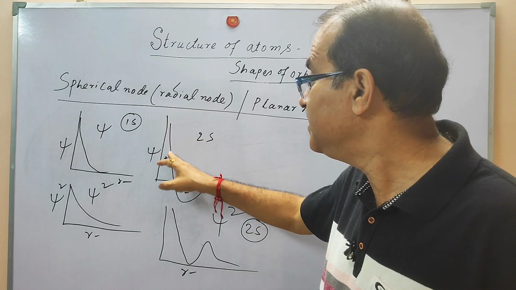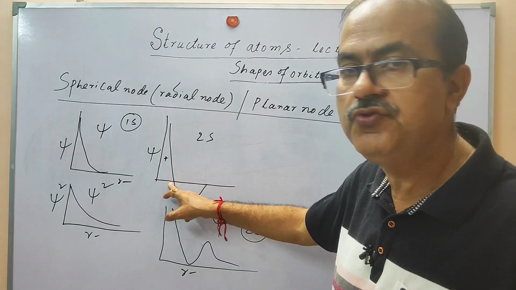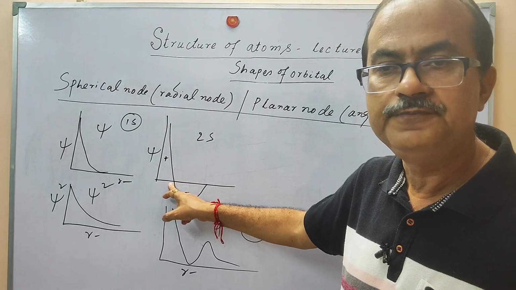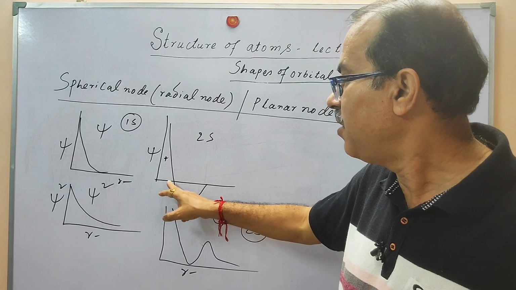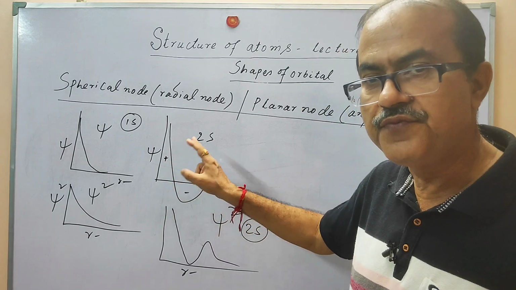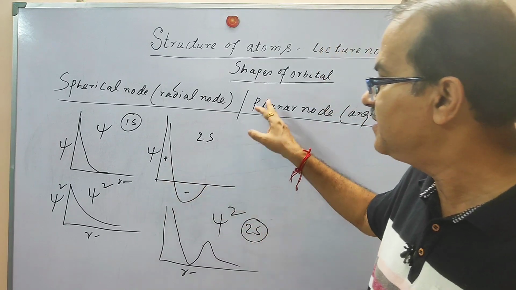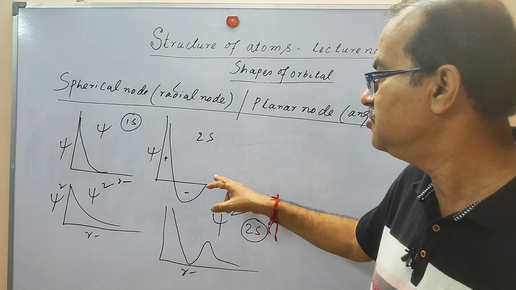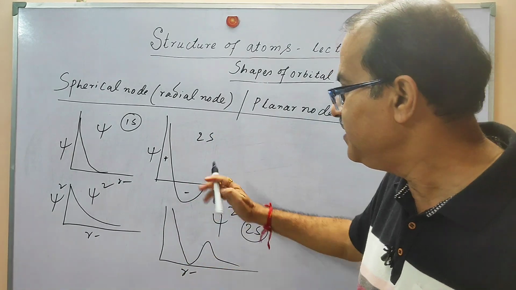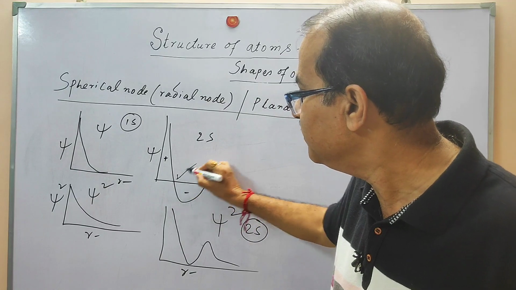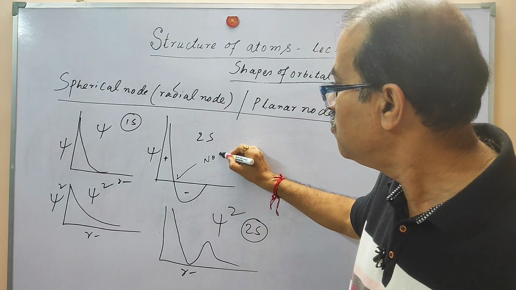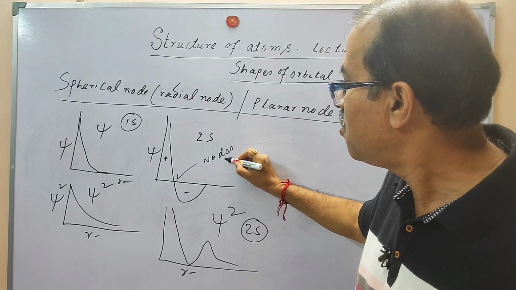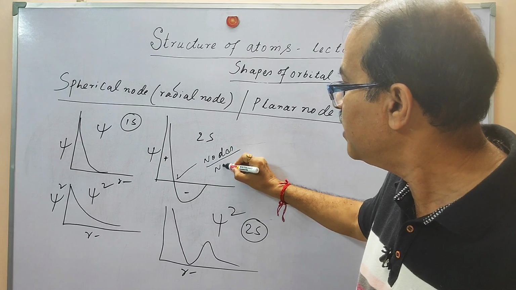But here the tendency is different. See, at one point there will be 0 probability of finding the electron, the wave function is 0, and then again it starts increasing. After a small maxima, it again becomes 0. So this plane is called the nodal plane. Nodes, this plane is nodes, or you can say the nodal plane.